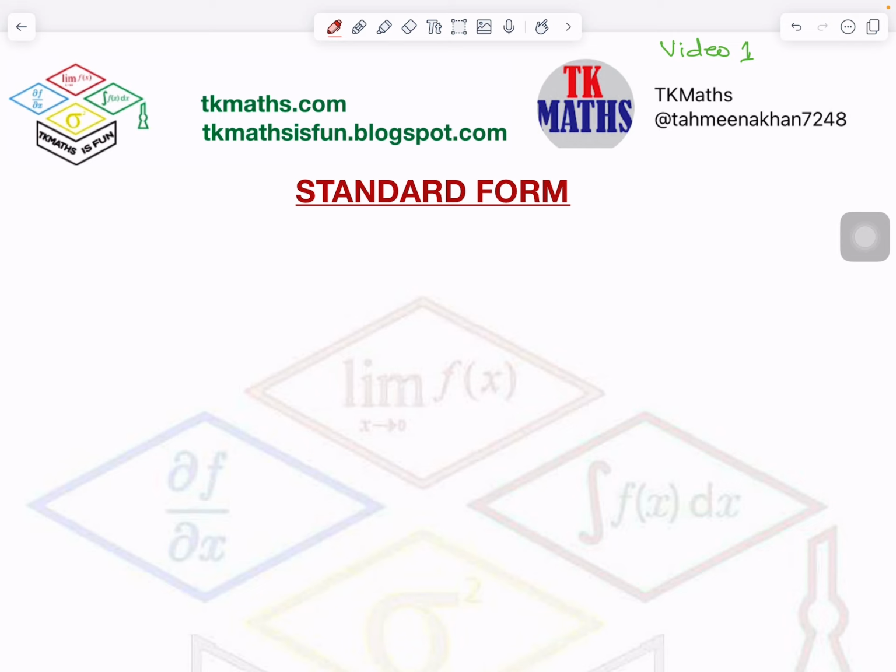In today's video, we will see the explanation of standard form. But before that, you need to recall a few concepts, which are a part of the standard form. So let's have a recall of those concepts here.